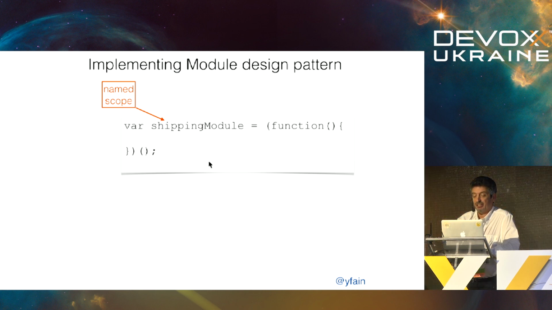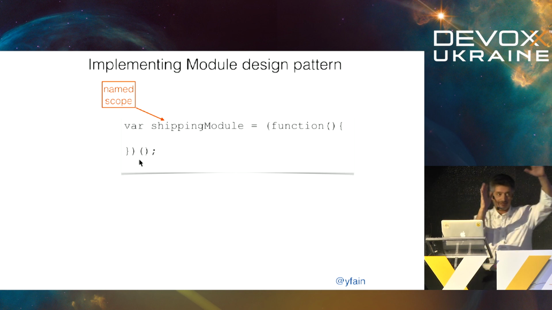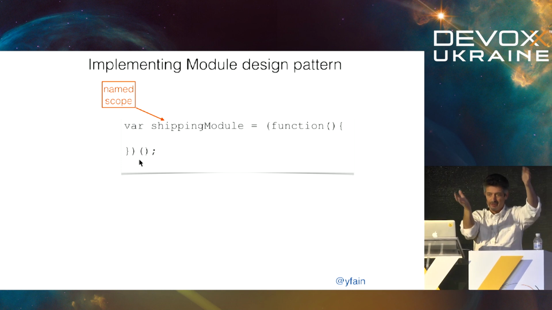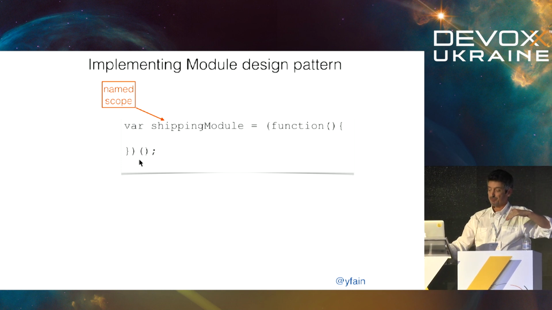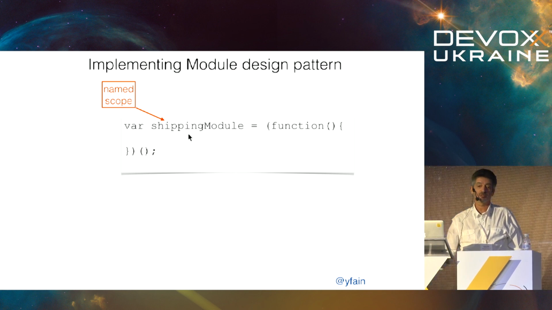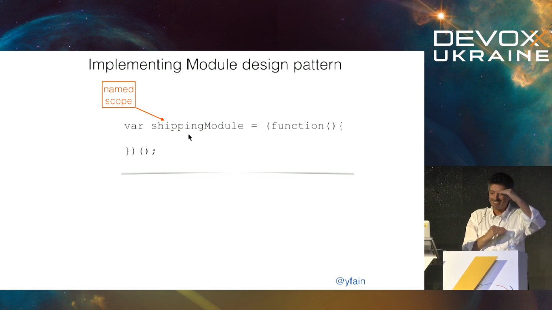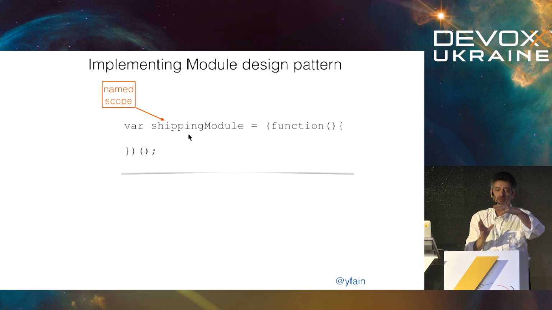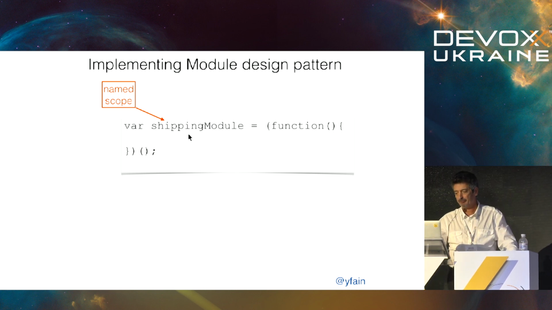Now, if I say var shippingModule and use this IIFE, what I create is like a little encapsulated shell. What is exposed inside the browser, in the global space? This variable, shippingModule. But whatever I put inside will stay inside. It will not be visible to external code unless I do something.